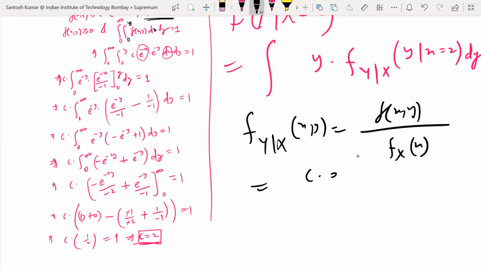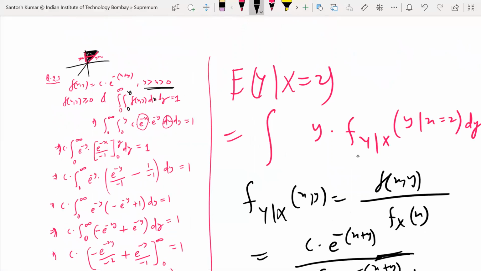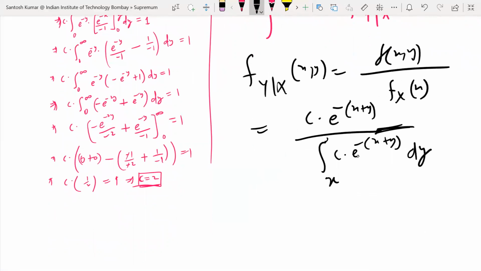f of xy was given, c e to the power minus x plus y, and for f of x, we have to integrate since it is the marginal of x. So we have to integrate with respect to y, e raised to the power minus x plus y dy. And the limit of y is what? You can see in the question, y is from x to infinity.